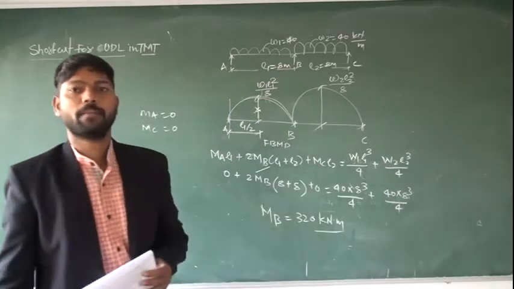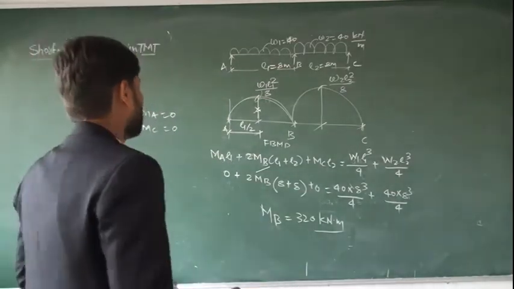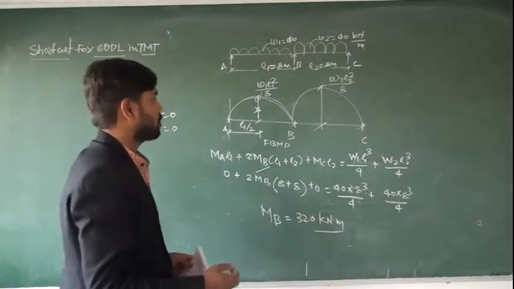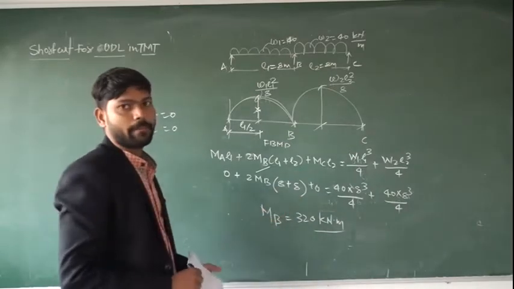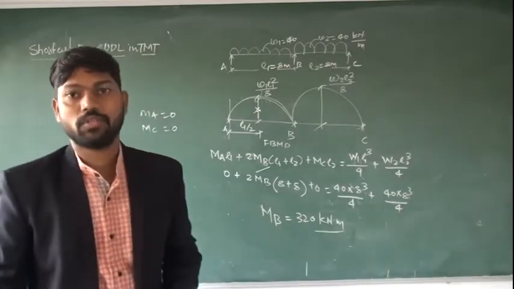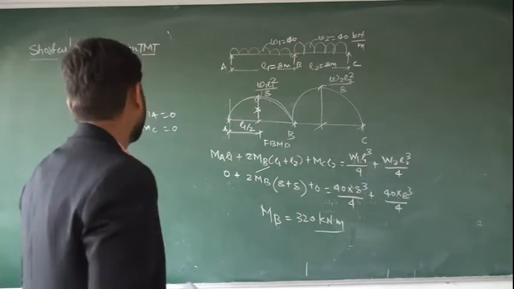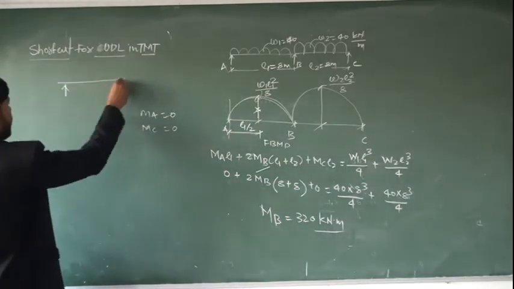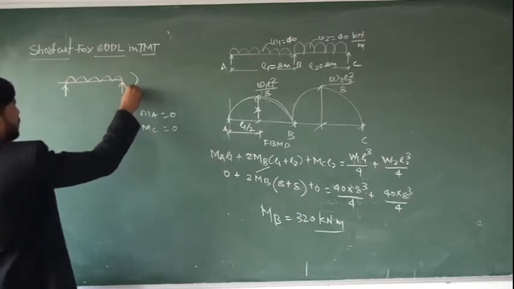MB is equal to 320 kN per meter. So in this just one equation, no need to calculate A1 x1, no need to calculate A2 x2. Just substitute the values in this equation, you will get the value of MB. Now for calculation of reactions, again we have to follow the same procedure which we followed in the previous example. So you have to consider each span separately and calculate RA and RC first.